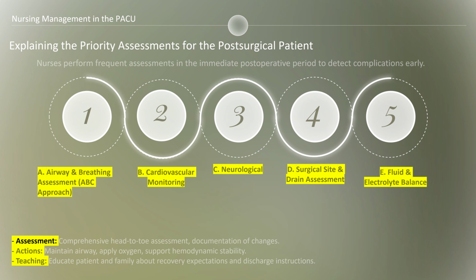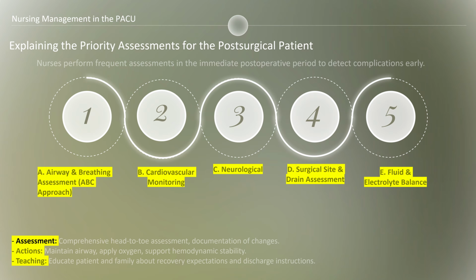Let's think about an example here. A patient with low oxygen, for instance below 90%, may need oxygen therapy or repositioning, right? Then we have cardiovascular monitoring. We check blood pressure and heart rate for signs of shock or fluid overload. Assess for signs of hemorrhage like low blood pressure, rapid heart rate, pale skin. Also, we monitor for DVT again, right?